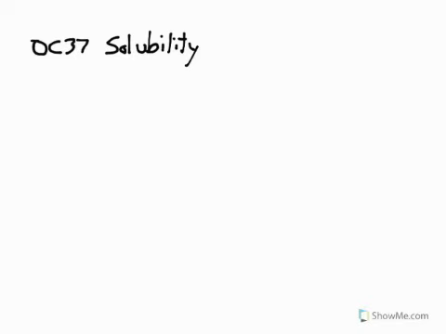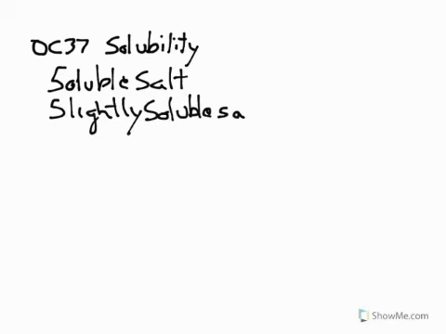So we have two types of salts. One is called a soluble salt, and the other a slightly soluble salt. And the soluble salt is soluble. You can dissolve it in water at very high concentrations. These are typical salts made with elements from the 1A column: sodium, potassium, lithium, rubidium, cesium, etc.